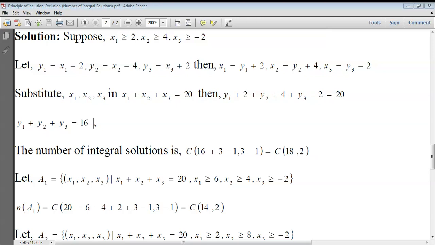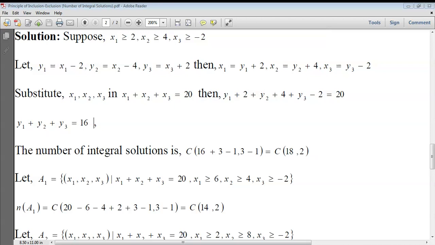Okay, so we have applied the previous procedure for the number of integer solutions for this equation under the condition. The equation is x1 plus x2 plus x3 equals 20, and the condition is x1 greater than or equal to 2, x2 greater than or equal to 4, and x3 greater than or equal to -2. With the help of y's, the solution is 16 plus 3 minus 1 C 3 minus 1. It is 18 C 2. So we have included y here and we have simplified.